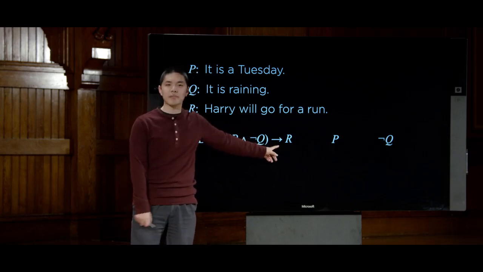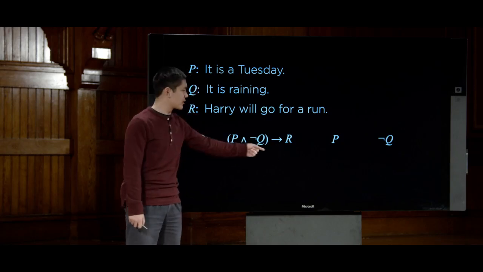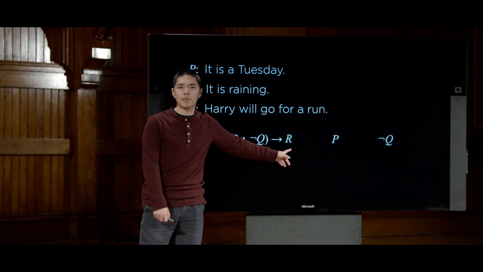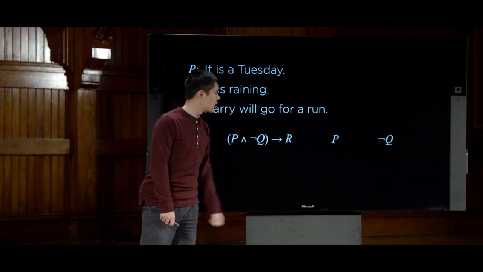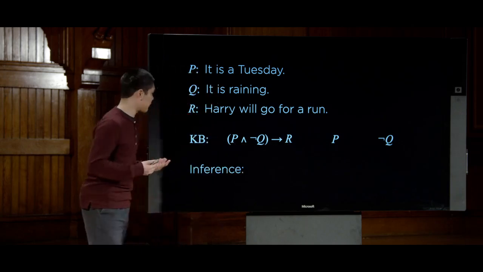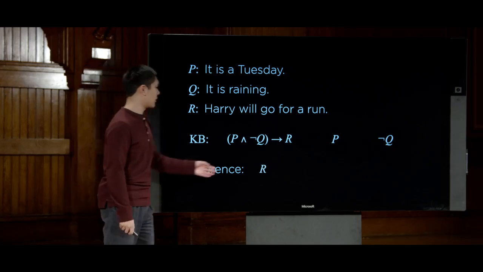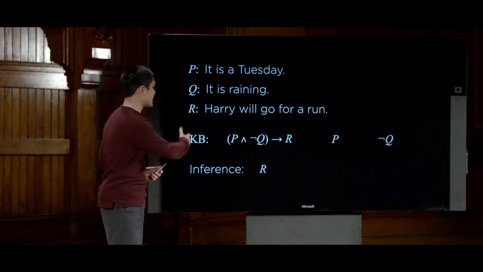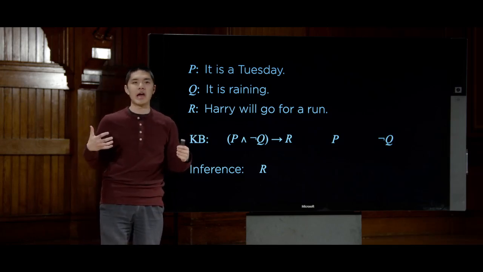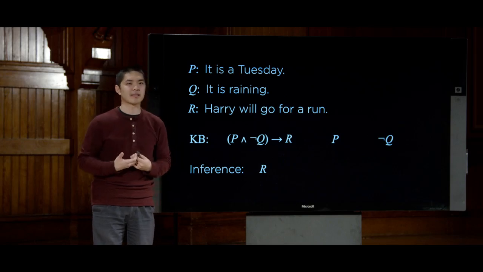And the definition of implication is if this whole thing on the left is true, then this thing on the right must also be true. So if we know that P and not Q is true, then R must be true as well. So the inference we should be able to draw from all of this is that R is true, and we know that Harry will go for a run, by taking this knowledge inside of our knowledge base and being able to reason based on that idea.